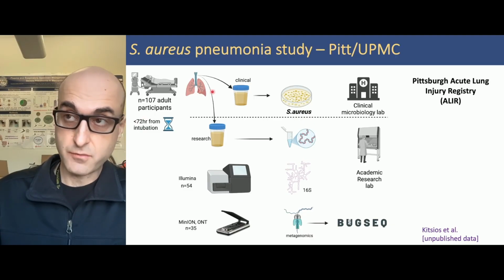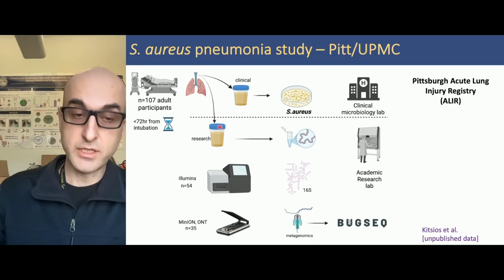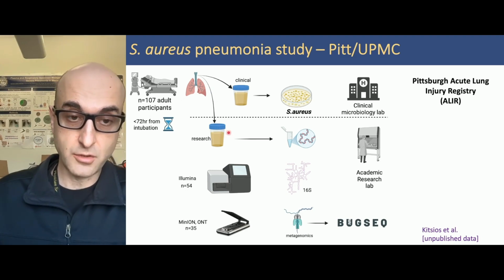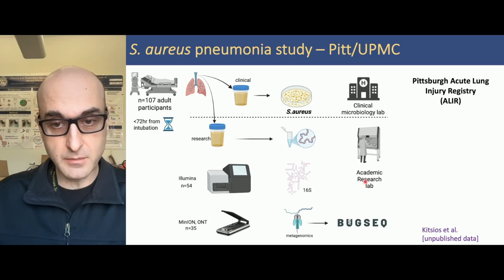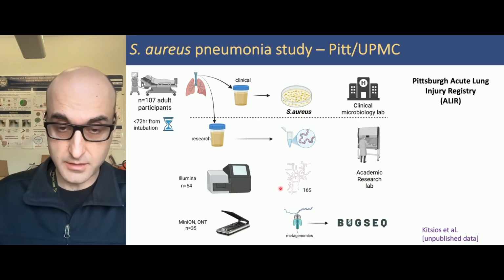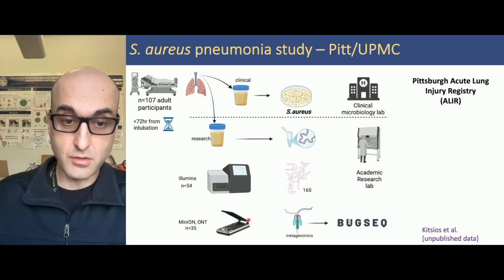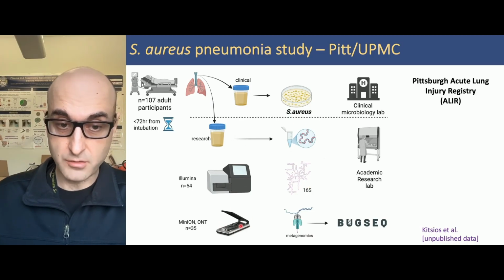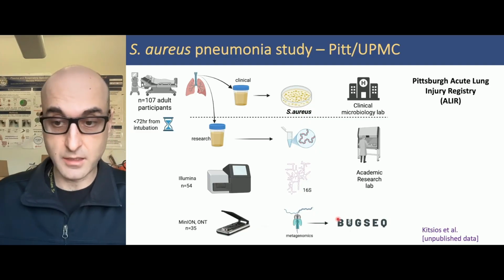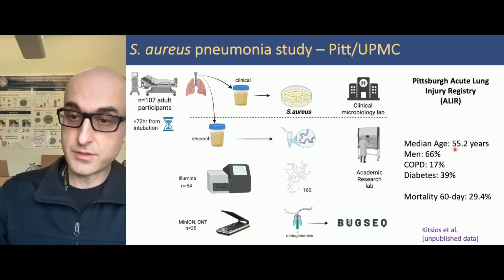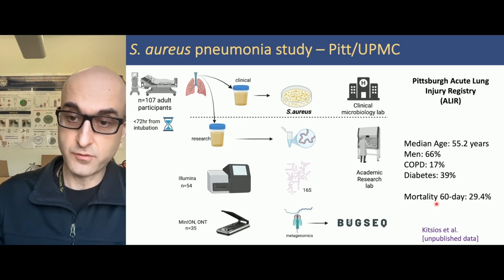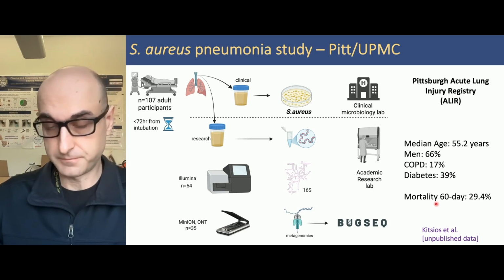So from those participants, for a random subset of them, we also collected research biospecimens from the respiratory tract, non-invasive endotracheal aspirates, from which we extracted genomic DNA in the academic research lab. And from that DNA, we performed either Illumina MiSeq 16S sequencing and also Oxford Nanopore metagenomics with a MinION device and analyzed data with the BugSeq platform. Those participants had a median age of 55 years, a high proportion of comorbid conditions, and really a sick cohort, with 29.4% 60-day mortality.